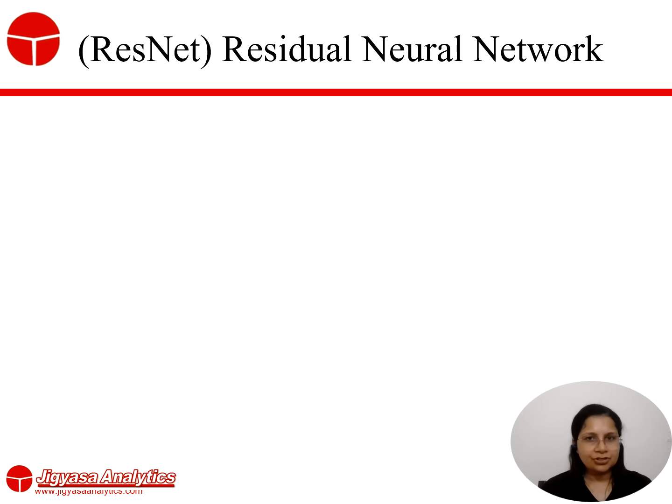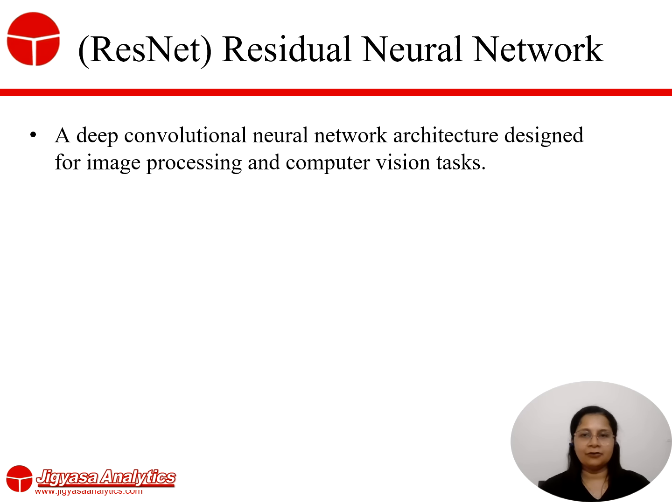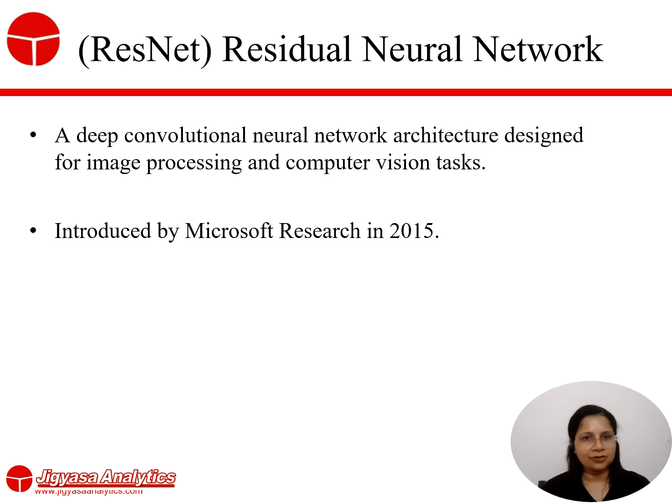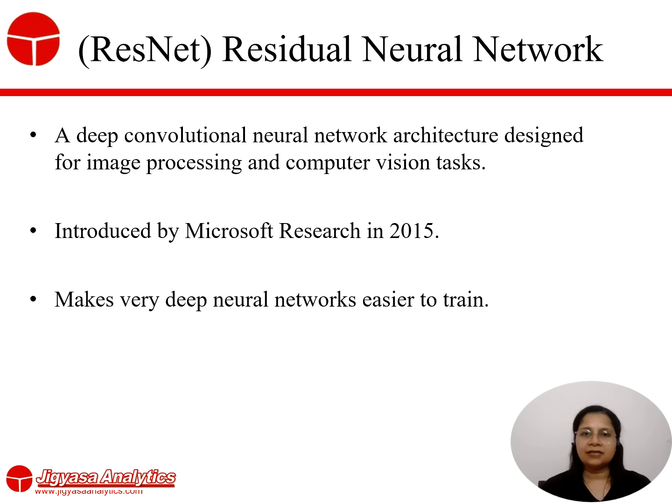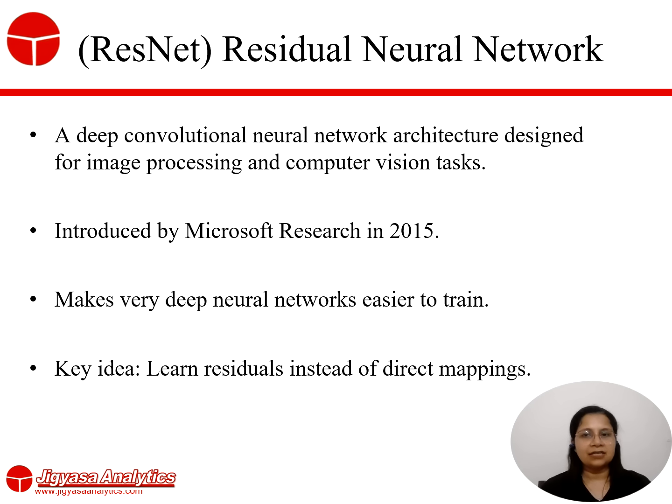ResNet, short for residual network, is a deep convolutional neural network architecture designed for image processing and computer vision tasks. It was introduced by Microsoft Research in 2015. ResNet was designed to make a really deep neural network easier to train. Normally, as a network gets deeper, gradients vanish and performance drops. ResNet fixes this by letting layers learn residuals, or small corrections, rather than the full transformation.